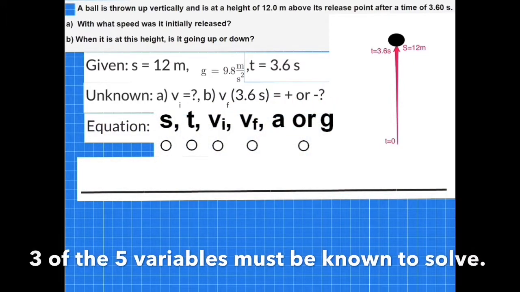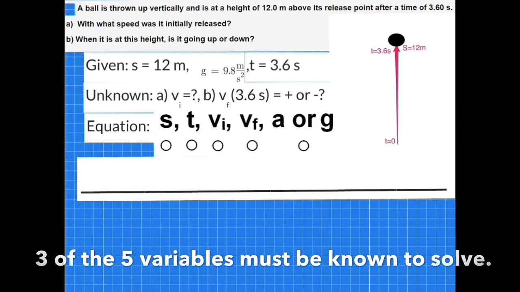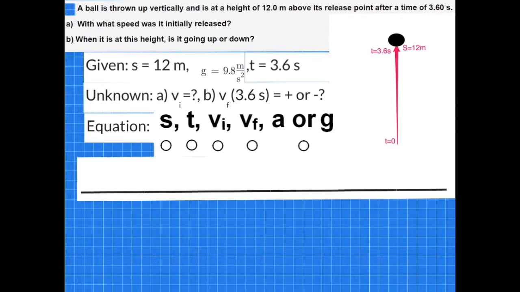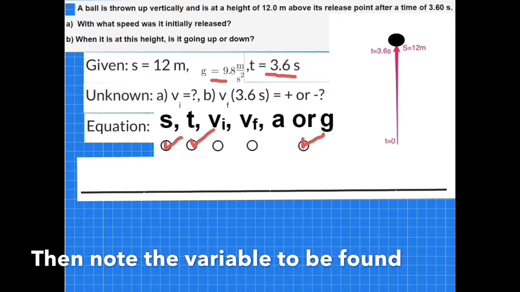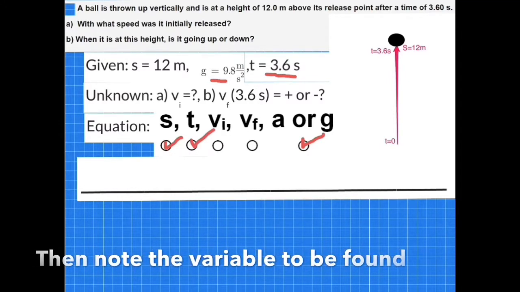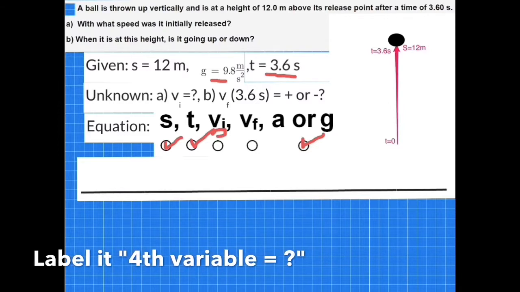Pick the correct equation. We use the "need 3, fourth is what, fifth not known" approach. We're given three things. We know the displacement is 12 meters. Given that the magnitude of the acceleration of gravity is 9.8 meters per second squared. We also know the time is 3.6 seconds. What are we looking for? We're looking for the initial velocity. That's the fourth, is what.